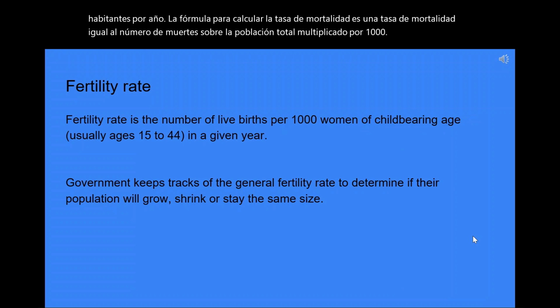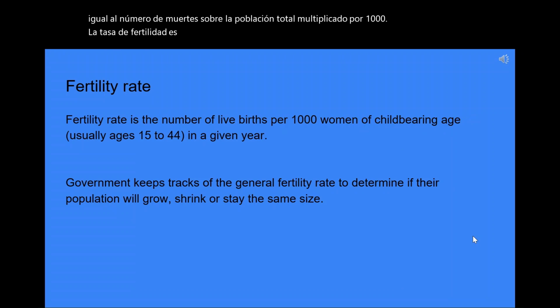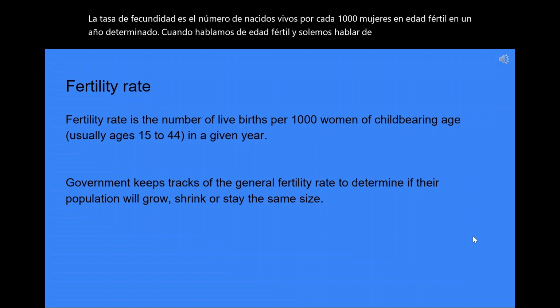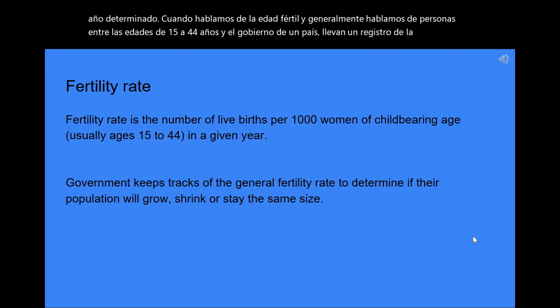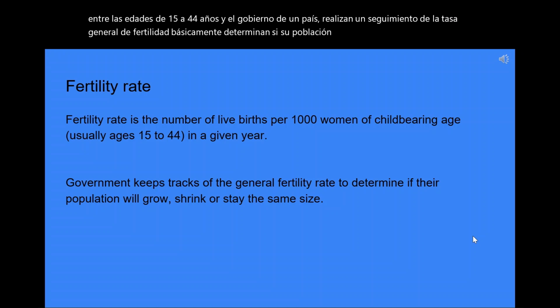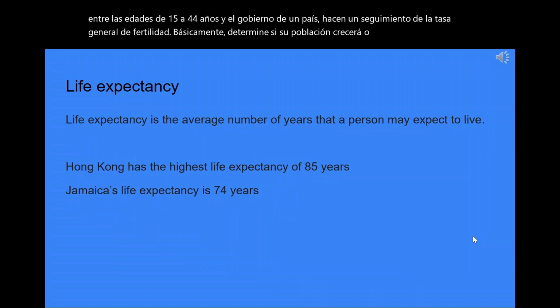Fertility rate is the number of live births per 1,000 women of childbearing age in a given year. When we talk about childbearing age, we usually talk about persons between the ages of 15 to 44, and the government in a country keeps track of the general fertility rate to basically determine if their population will grow, shrink, or stay the same size.